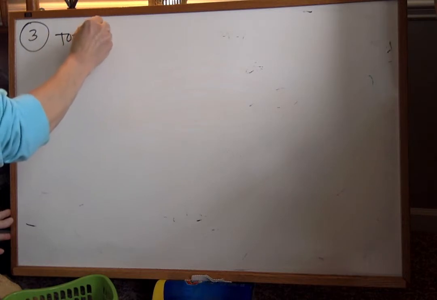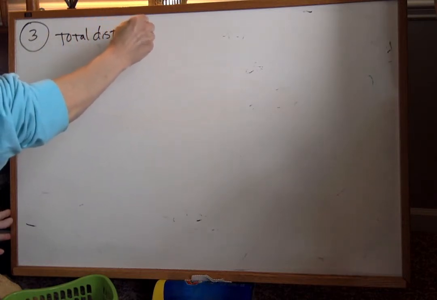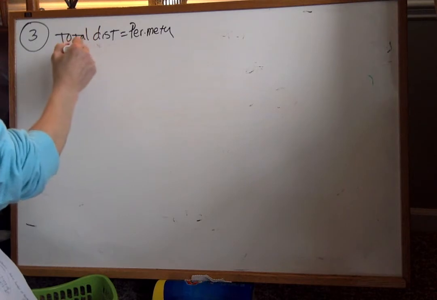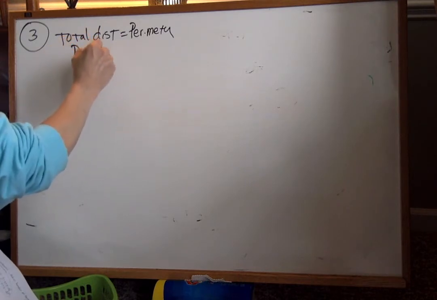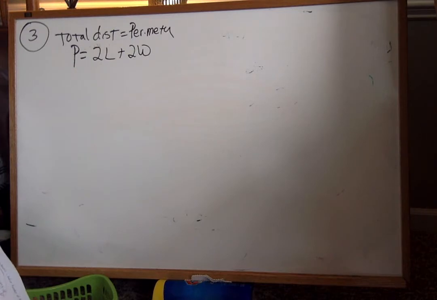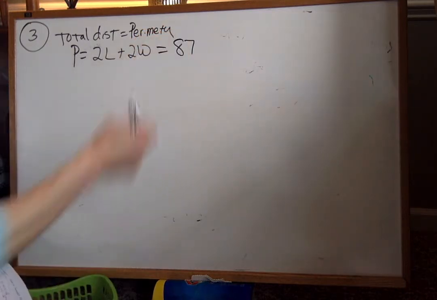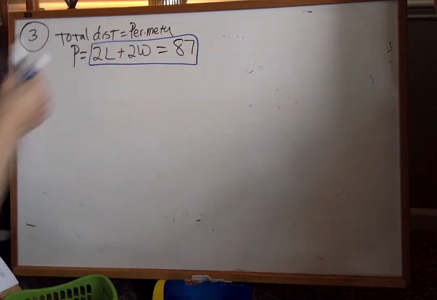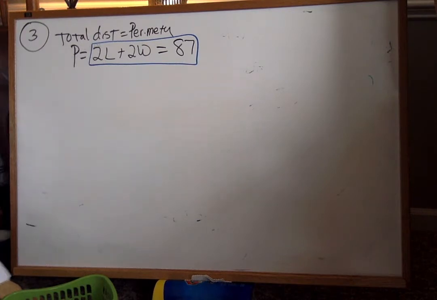Total distance around the room. Please make sure you know that they are talking about perimeter. And I do expect that you know what the perimeter of a rectangle is. Perimeter is 2L plus 2W, length plus width times 2. They tell me that is 87. Okay, so there is one formula, but I have 2 unknowns, so we've got to get another formula.